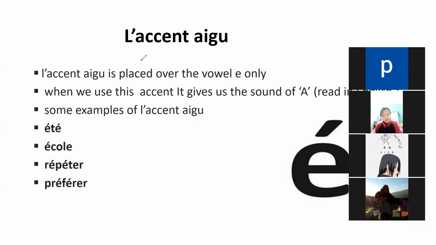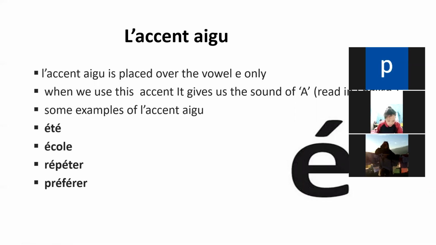Just a minute. So the name is l'accent aigu. This is the name of our first accent. Can anybody tell me what the sound of E in French was? We did the alphabets just now. What was the sound of E? Yes. Très bien. Thank you. Merci. So the sound of E is a.